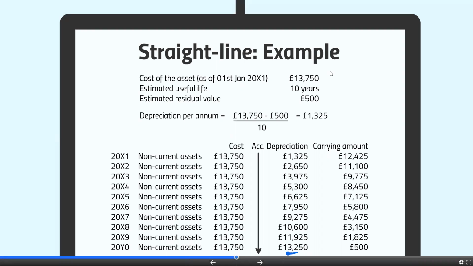So this accumulated depreciation would total up to be £13,250. And when we adjust the cost of our asset by this in our accounts, this leaves us with a carrying value of £500. So what are the accounting entries to account for this?